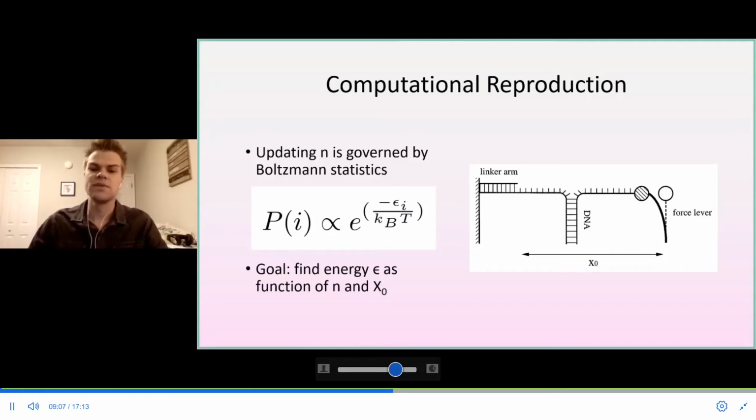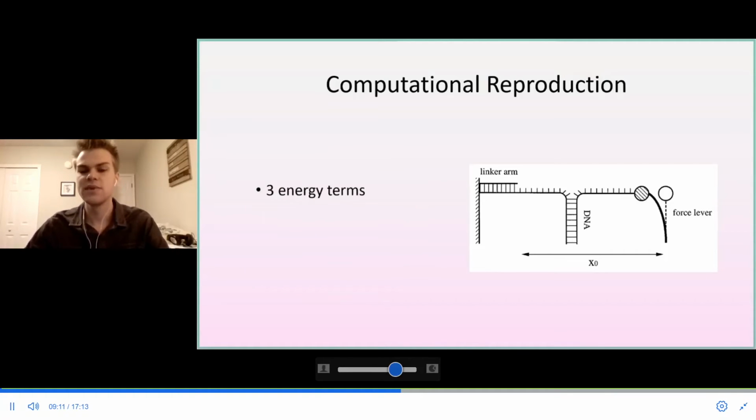There are three energy terms we need to take into account. The hydrogen bond energy, and this we can read right off the table supplied by Santa Lucia, since we know the sequence of the DNA molecule, and we also know the current position of the fork. We know the current n value. So we can read right off how much energy it would take to form a new bond or break an existing bond.